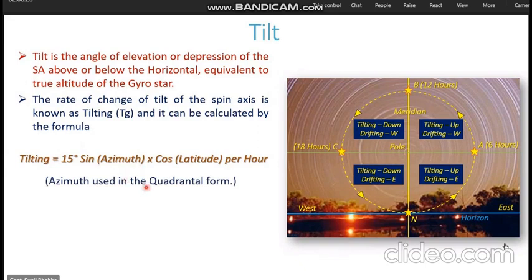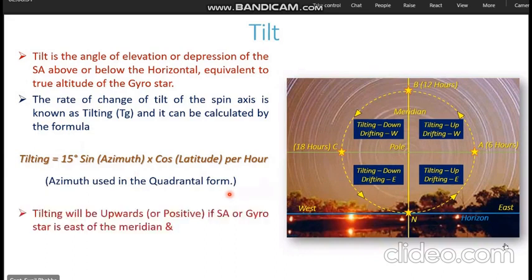The azimuth which is used in the formula is used in the quadrantal notation, not in the 3-figure notation. And the formula gives us the magnitude of tilting. How do we obtain the direction of tilting? We know that tilting will be upwards or positive if spin axis or gyro star is east of the meridian.